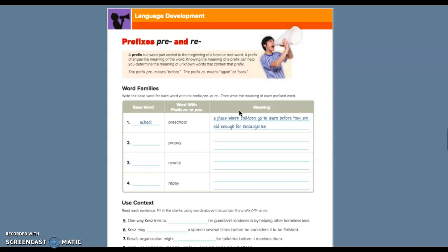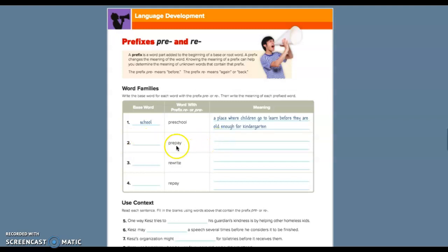Okay, let's look at prepay. What would the base word be on that? Would it be pre? No, that would be the prefix, right? Would it be pay? Very well could be. I think that it probably is. So we would put pay right here.